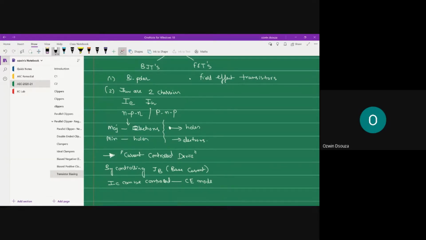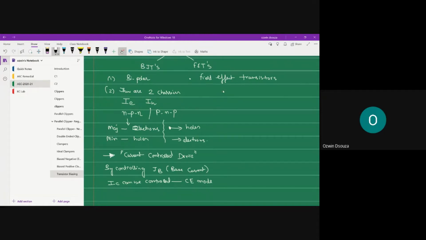Okay, so that's about BJT. So quickly let me recap. In case of BJT, you have two types, right? NPN and PNP. NPN will have electrons as majority charge carriers and holes are the minority charge carriers. In case of PNP, it is vice versa. And the device conduction is governed by the base current. So it's a current control device, and base current is controlling the output current. All right, so that's about your BJT.